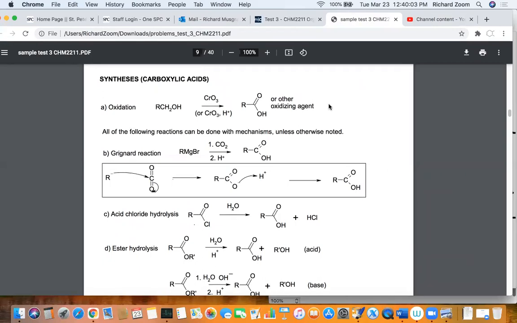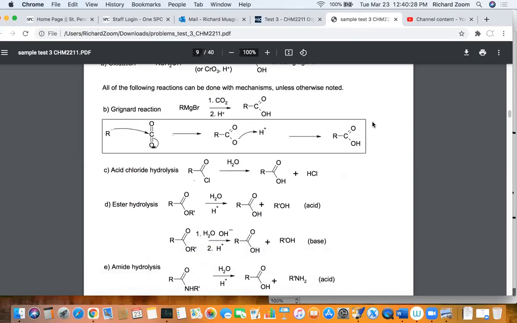A, oxidation, I would call that O. Let me tell you the legend here. O is going to be other, A is going to be acid, B is going to be base, and N is going to be neutral. I'll say that again. O for other, A for acid, B for base, N for neutral. So I'm going to go through for each of those. So A here, oxidation, that's going to be O.